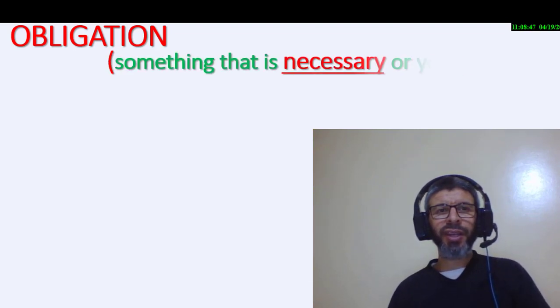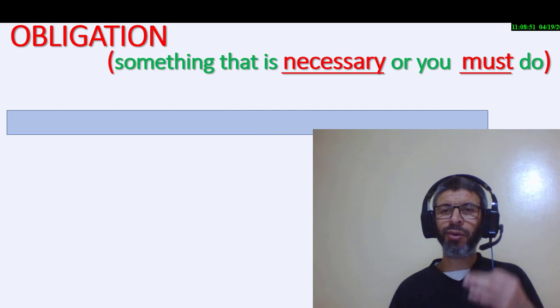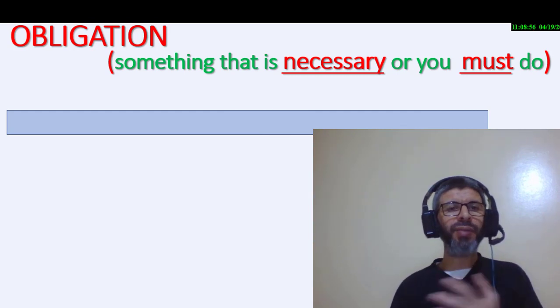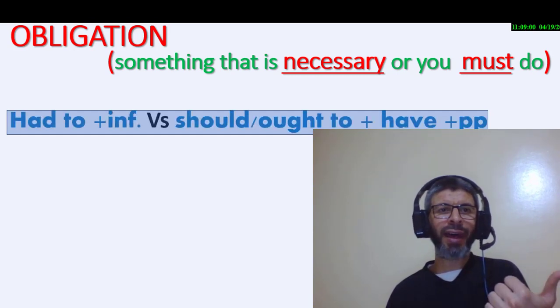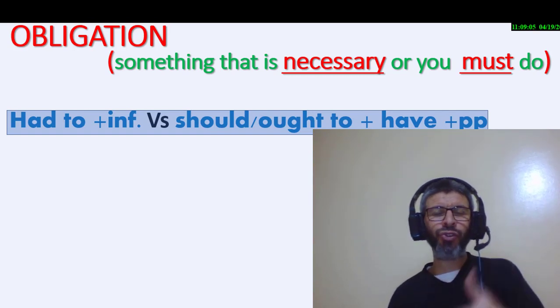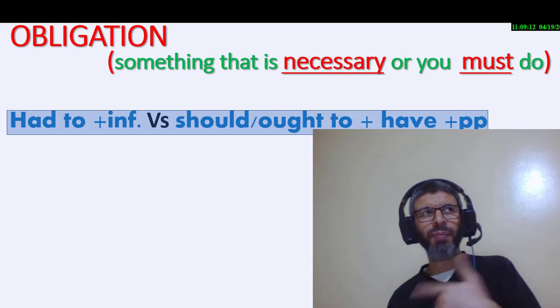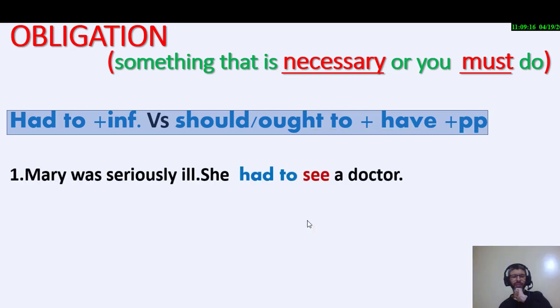What do you mean by obligation? Yeah, obligation is something that is necessary to do, or you must do. So to express obligation in the past, we have two modals. We have had to plus infinitive, and we have should or ought to plus have plus past participle, or what we call perfect infinitive. Now let's read these two examples.